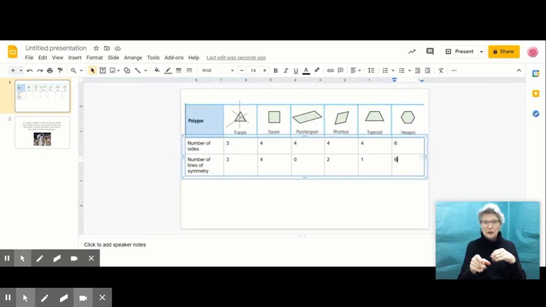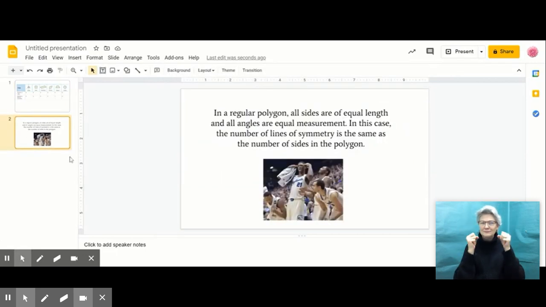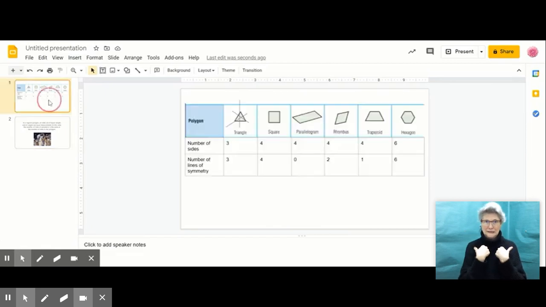So I'm going to teach you a little trick. Prepare to have your mind blown. Here it is. In a regular polygon, which means all sides are the same length and all the angles have the same measurement, the number of lines of symmetry is the same as the number of sides in the polygon. Mind blown? Let's go back to this slide and check that.